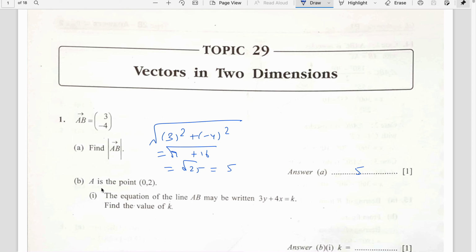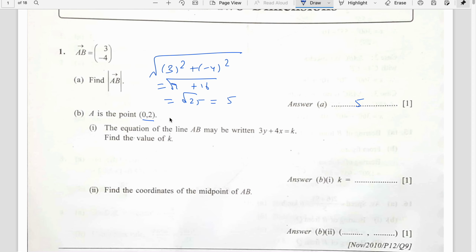B part says A is the point (0, 2). The equation of line AB may be written as this. Find the value of K. So this lies on this line, so just substitute x is 3, y is 2 plus 4 times 0 equals K. 2 plus 4 times 1 is 6. So K is equal to 6.